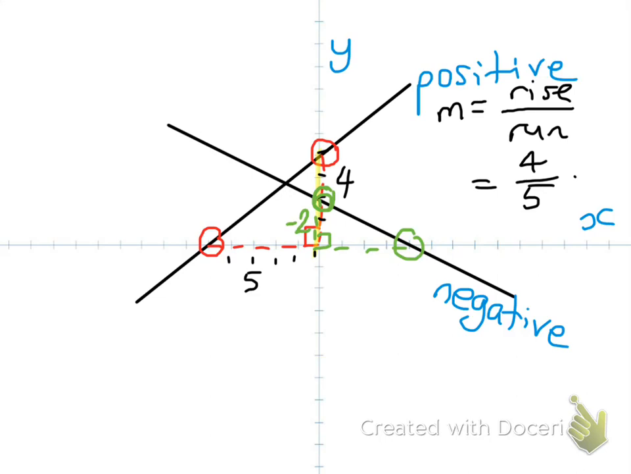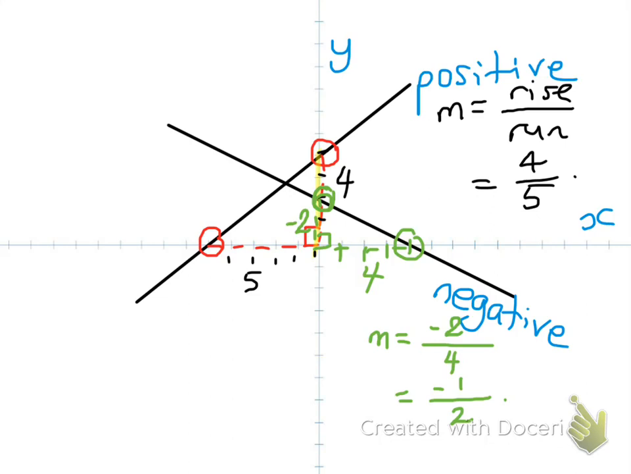And going across ways, I've got 1, 2, 3, 4. I've got a positive 4 going across. So my gradient becomes, again, rise over run, but in this case it's a rise of minus 2 over 4. So my gradient is negative 2 on 4. Like all fractions though, this one can actually be simplified to be minus 1 over 2.